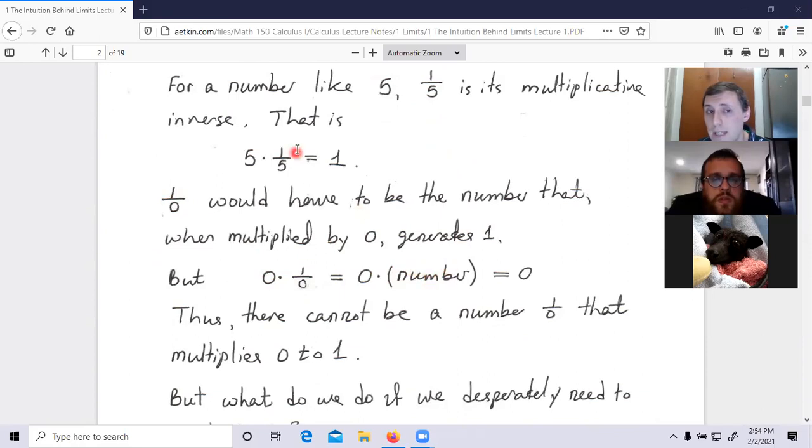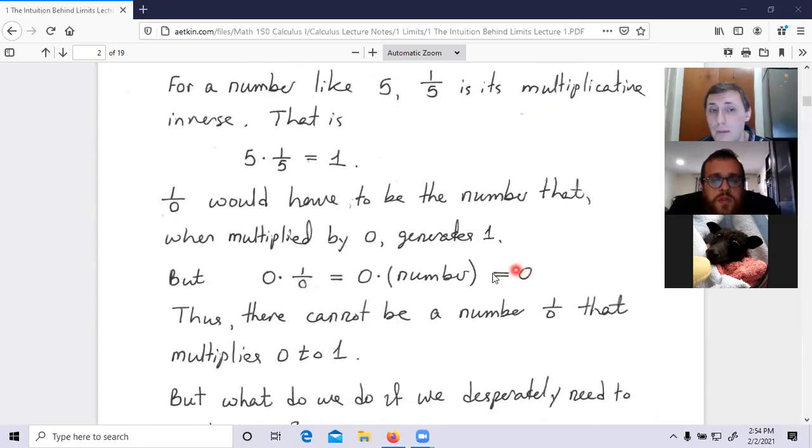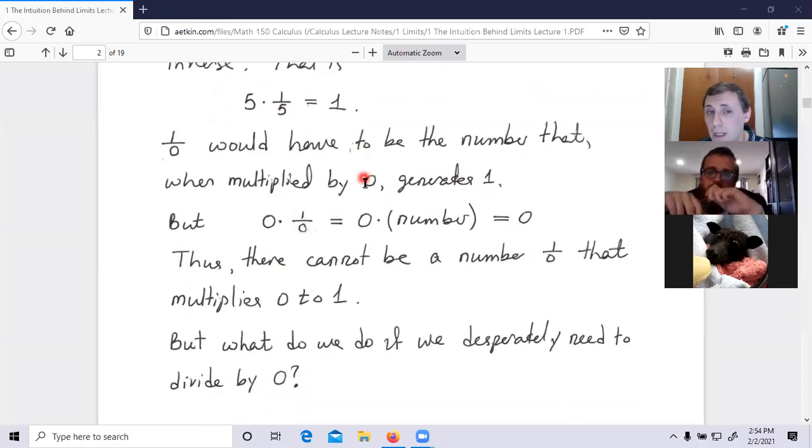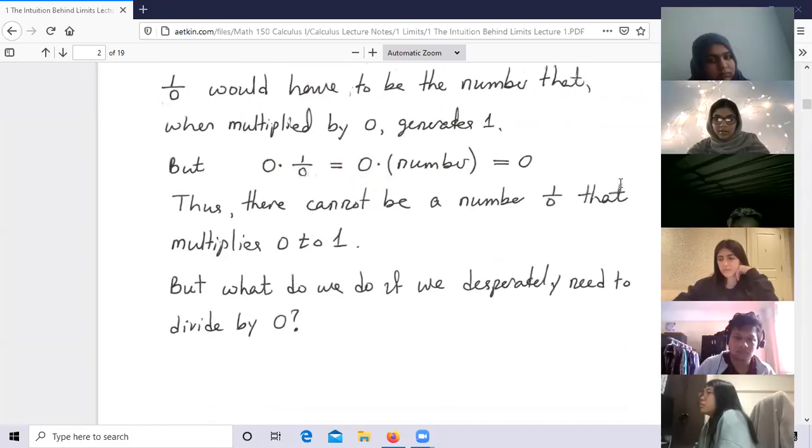So zero times any number is equal to zero. But zero multiplied by 1/0 is supposed to be equal to one. If 1/0 were to make sense, zero times that expression should equal one. So we cannot have it, because that will imply that zero equals one. And that's not true. So division by zero is undefined.